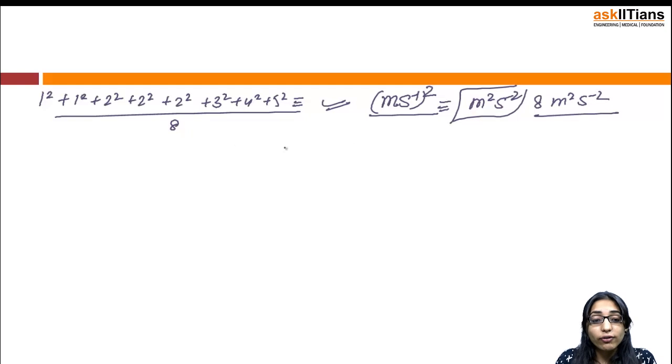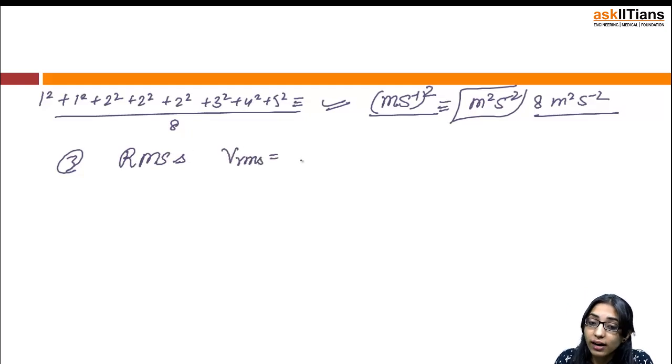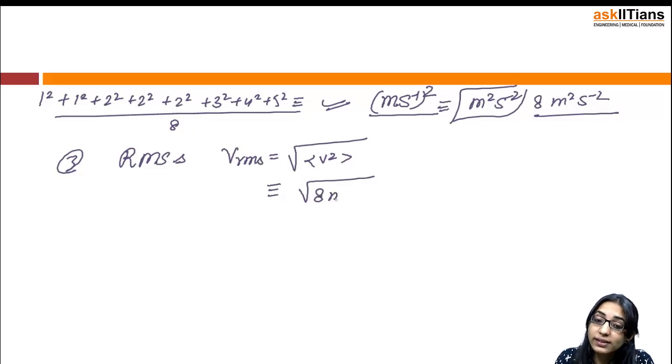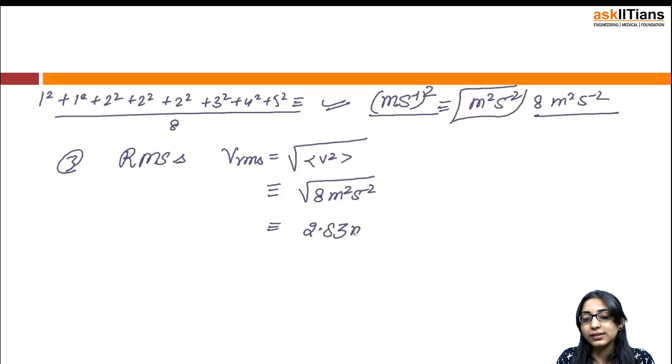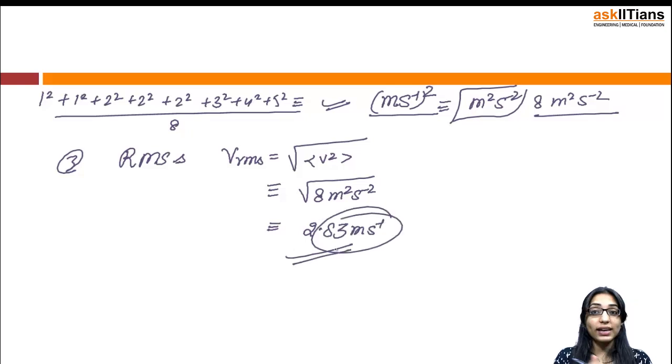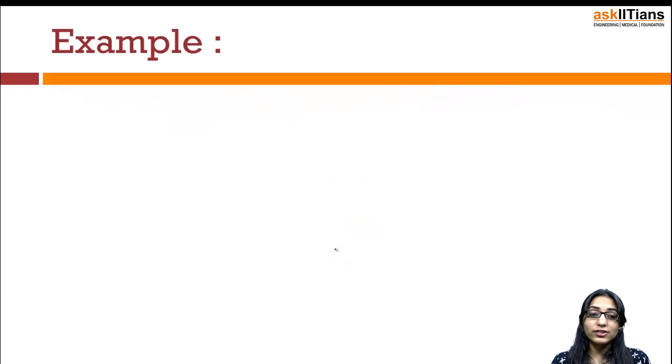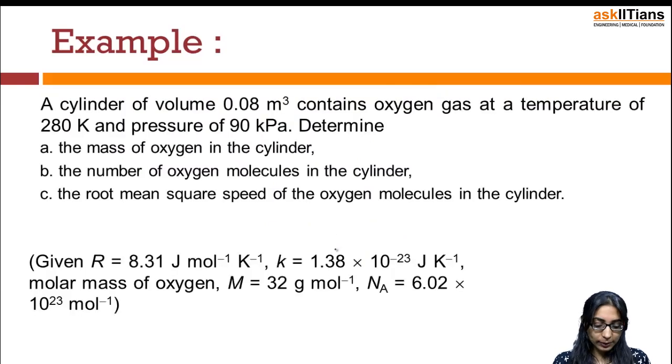So if I come over to the third part, which says that you need to find the root mean square velocity or root mean square speed, we know Vrms is nothing but under root of V square average, that means under root of 8 meter square per second square, which comes out to be 2.83 meters per second. So please do take care of the units while you are doing such questions. These questions are not difficult, but what is important is to keep in mind how the units are to be used. Let's try to do another example on this basis.